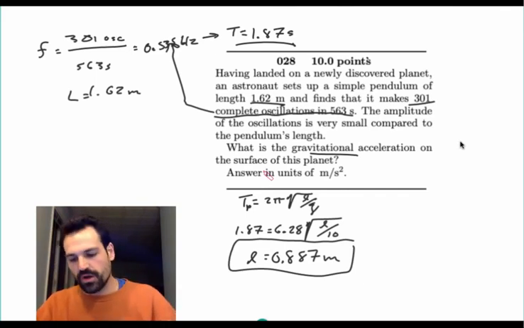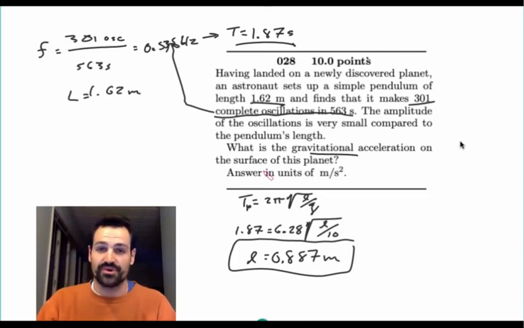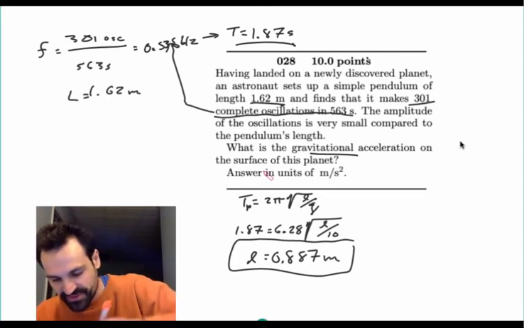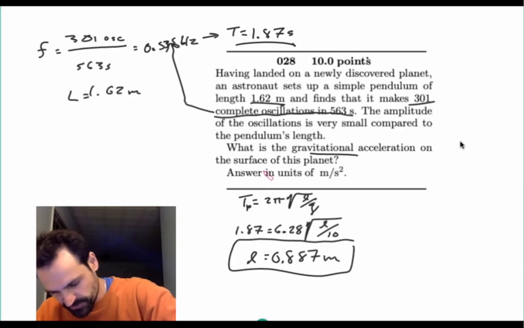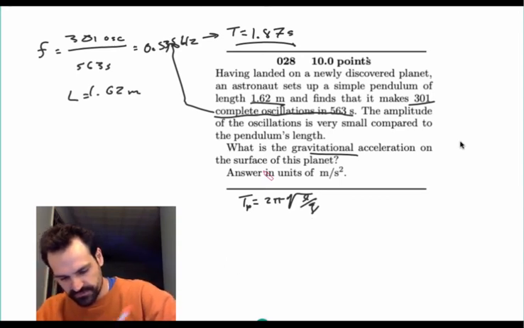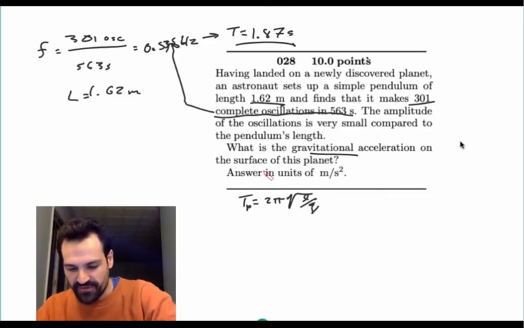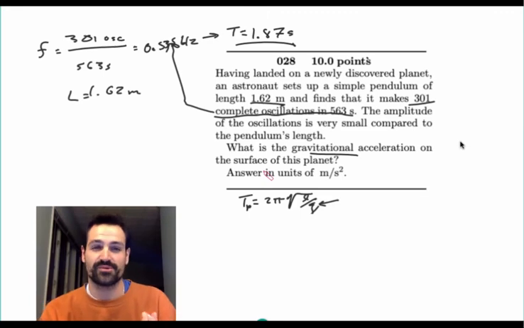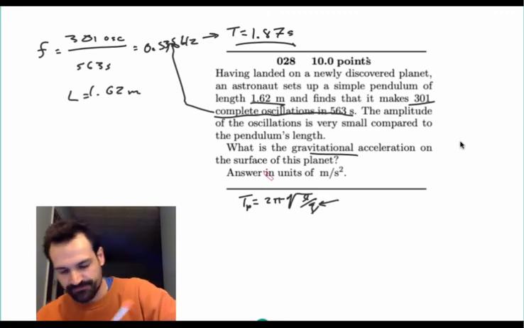Wait. Oh, no. We were trying to find gravity. I did that calculation wrong. I apologize. Allow me to fix it. Where did I get the length from? Oh, I made the assumption that gravity is 10. Gravity is not 10. We're on a new planet. So if you caught that while I was working through it, kudos to you.